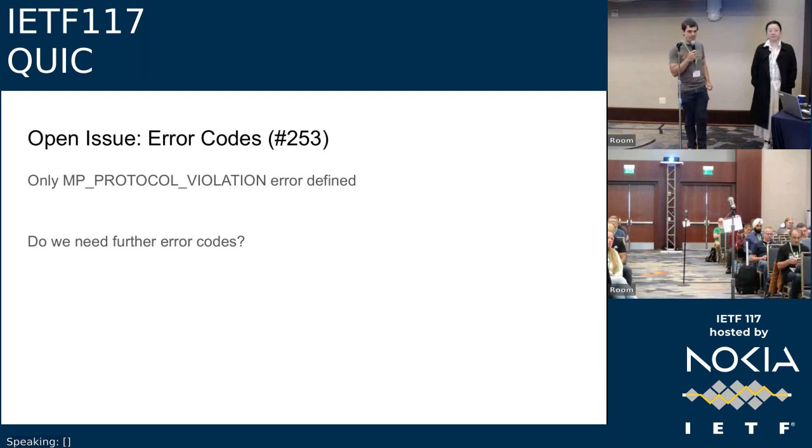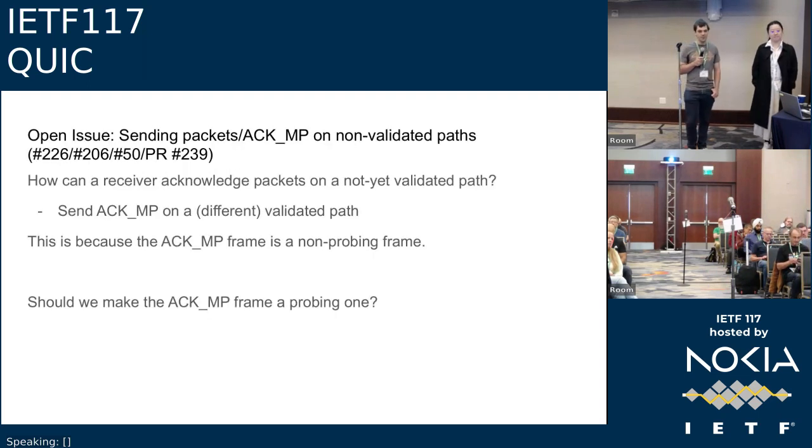All right, so next slide. So this one is about non-validated paths and ACMP. What we do currently in multipath is that when you want to create a new path, you need to do a path validation on it. So you send a path challenge, and then the server needs to reply with a path response. And the goal is we want to acknowledge that packet. So can we just actually put the ACMP in the path response packet?